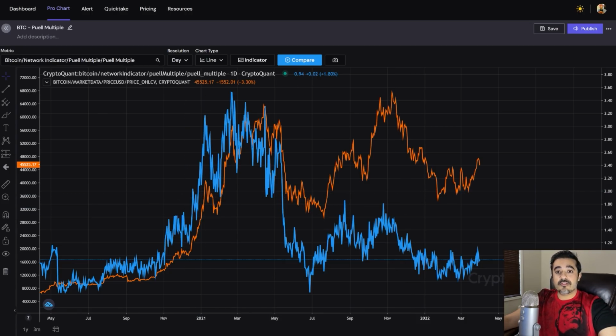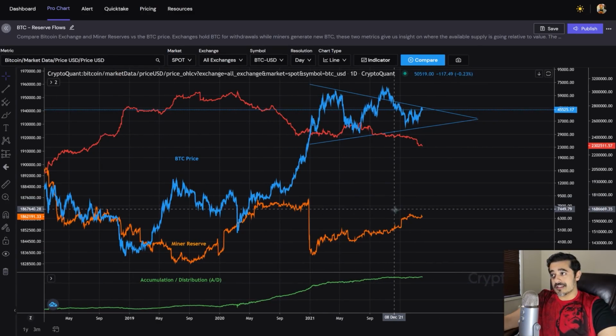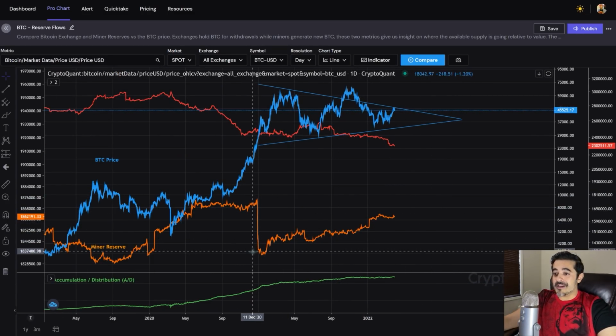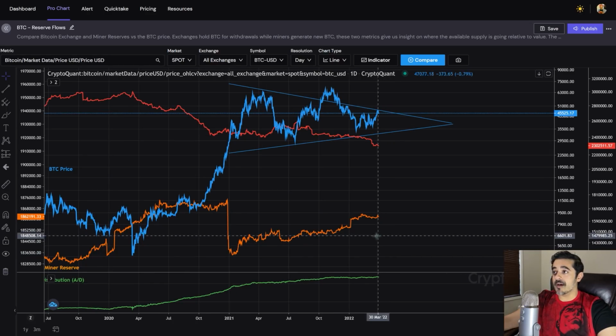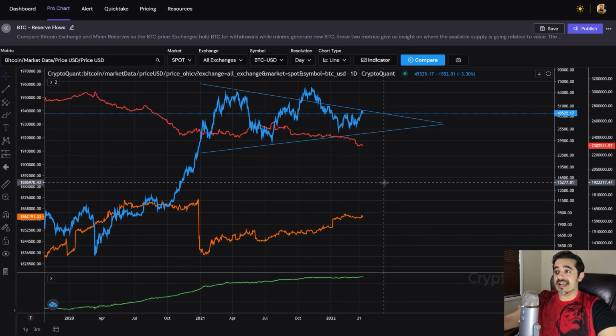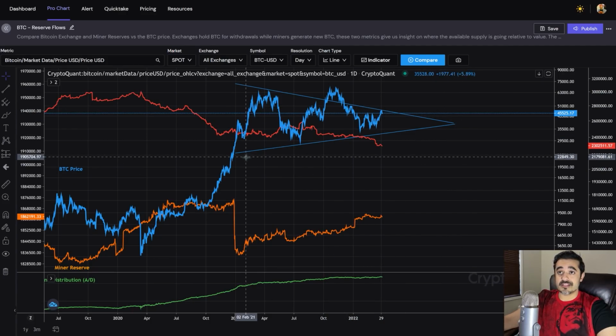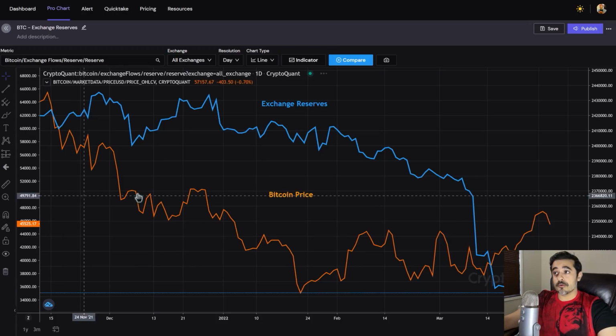We look at the reserve flows, and then we start to see something very, very interesting here. All right. We've looked at this before, so I'm going to show it to you again. Miner reserves in orange here at the bottom continue to go up. Miners are still buying Bitcoin. Red is the exchange reserves, which continue to go down. The amount of Bitcoin on exchanges is depleting. And price is in this major consolidation triangle, which it looks like when it breaks out of, we're going to see some magic happen.